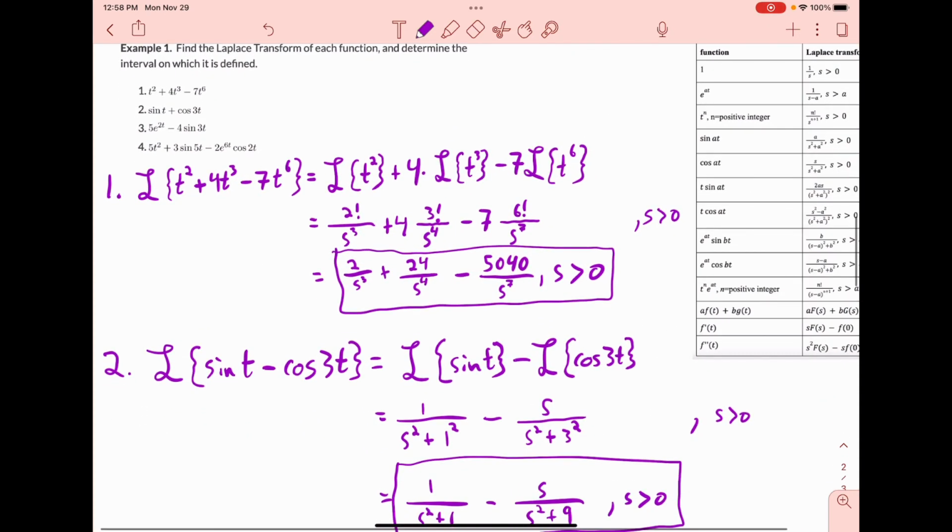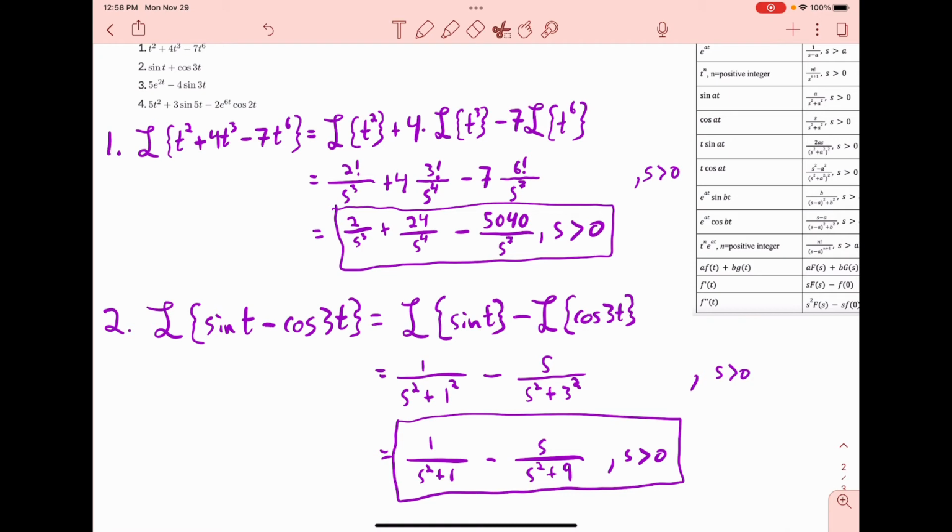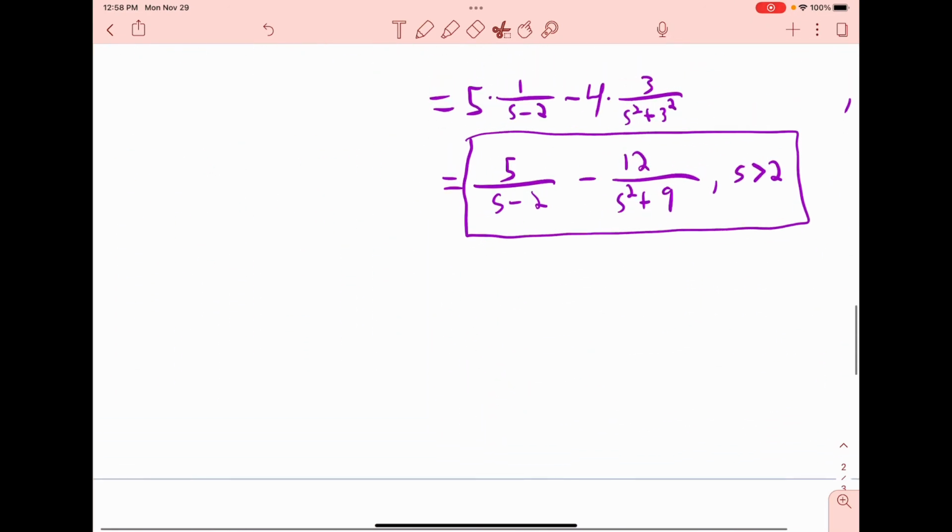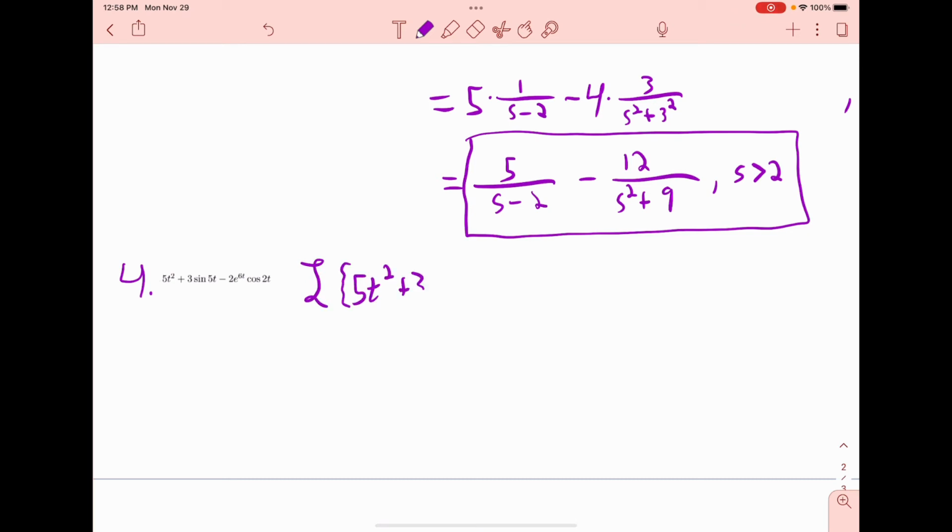Problem number 4 is the Laplace transform of 5t squared plus 3 sine 5t minus 2 e to the 6t cosine 2t. Okay, these things are getting more complicated along the way. That's to be expected. And let's give this one a shot. I'm going to go ahead and just paste a copy of it here so that I have it for reference. And then let's think about what is the Laplace transform of 5t squared plus 3 sine 5t minus 2 e to the 6t cosine 2t.